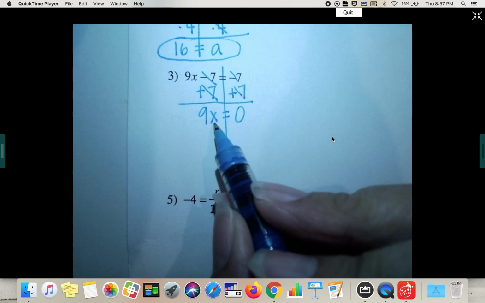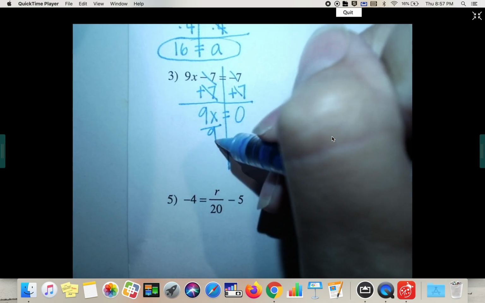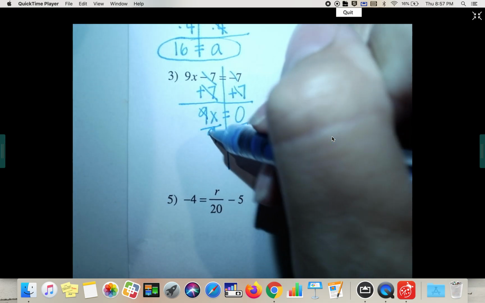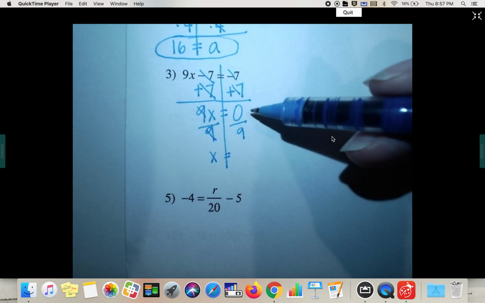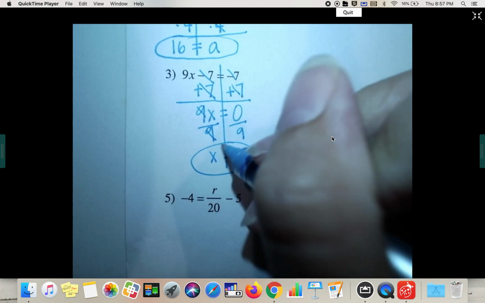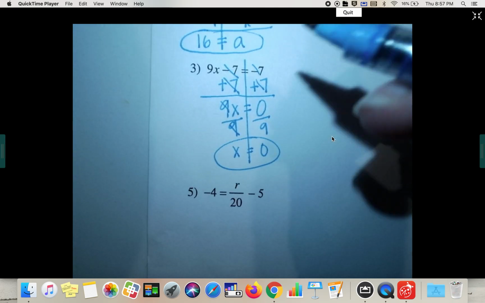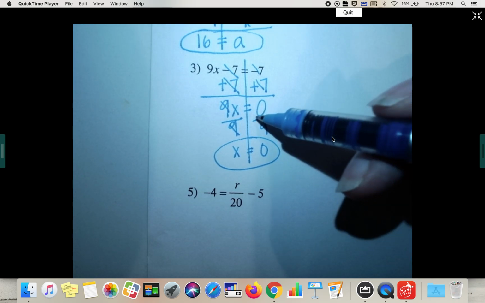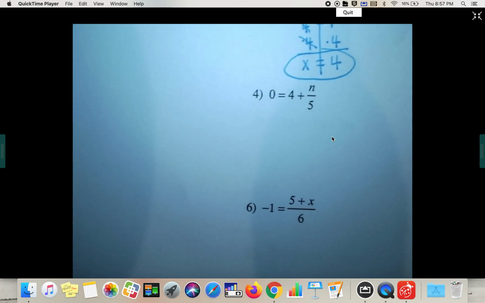Last step to get x by itself is divide, because right now it's being multiplied, so you're going to do the opposite, which is divide both sides by 9. You can put it in your calculator if you're not sure, but 0 divided by 9 is 0. Okay, x equals 0. And you might notice I'm doing my division symbols as fractions. That's how we'll do it most of the time this year.